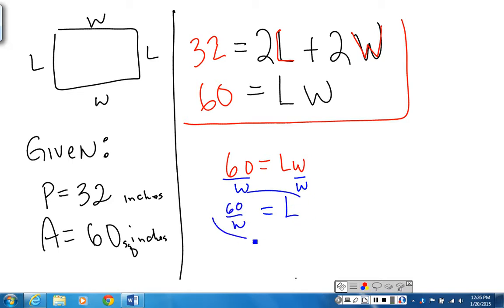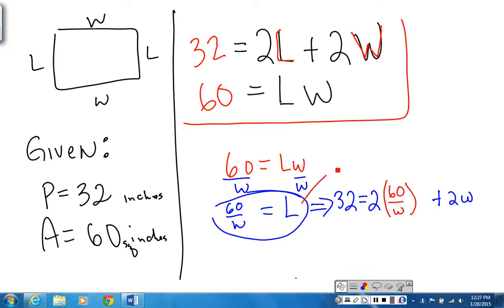Alright, can I plug this into the other equation? Let's try it. So we have 32 equals 2 times L plus 2W. Now notice here, 2L. But we just said that L equals 60 over W. So we're replacing the L. Y'all get that? We're replacing it. That was 2L right here, but L is the same thing as 60 over W. And we have to get it down so that it's just one variable. We can't find the answer to something when it's still an L and a W in the problem.